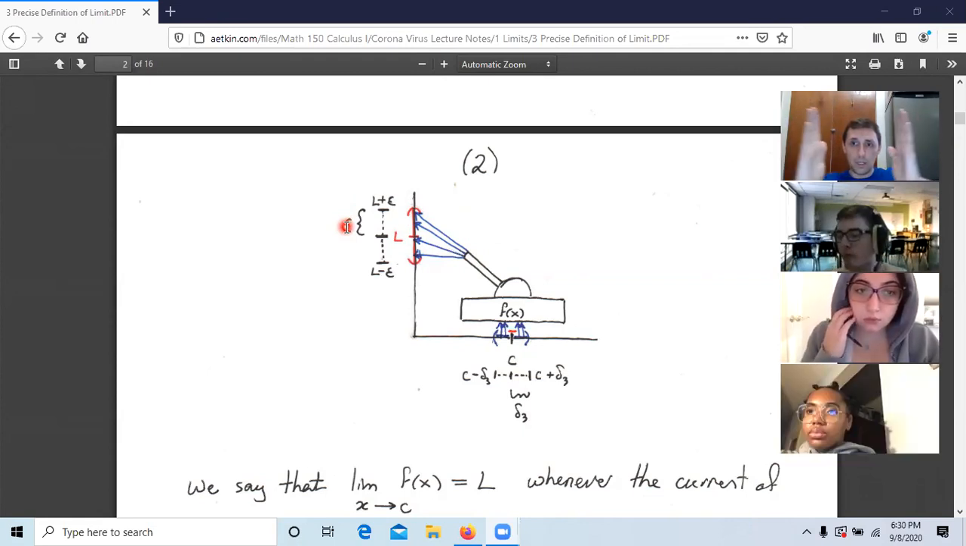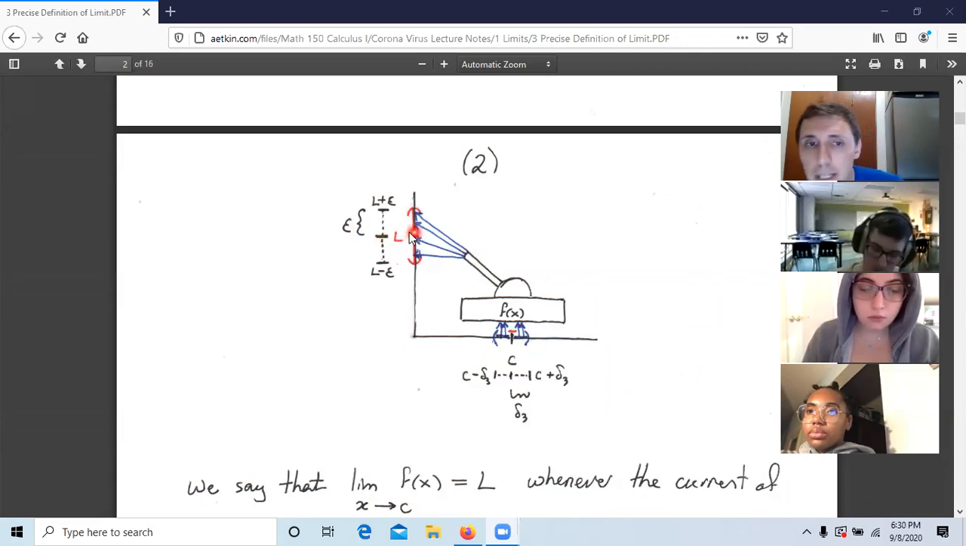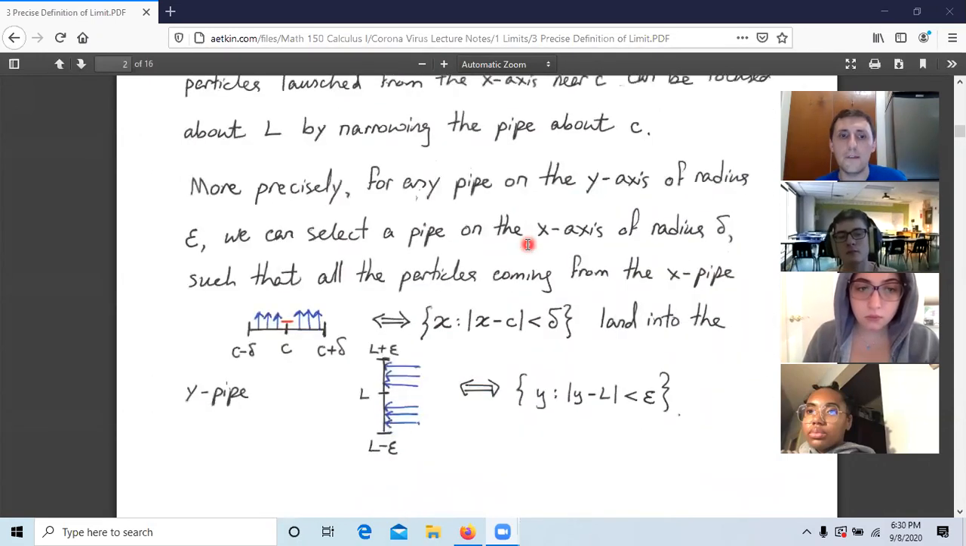Dynamically, I squeeze the input pipe, and what should happen is that the current is focused around L. So if it's focused around L, it will enter any pipe centered at L, no matter how thin. You understand? So that's the epsilon that I'm trying to communicate. Make sense? That's the idea.